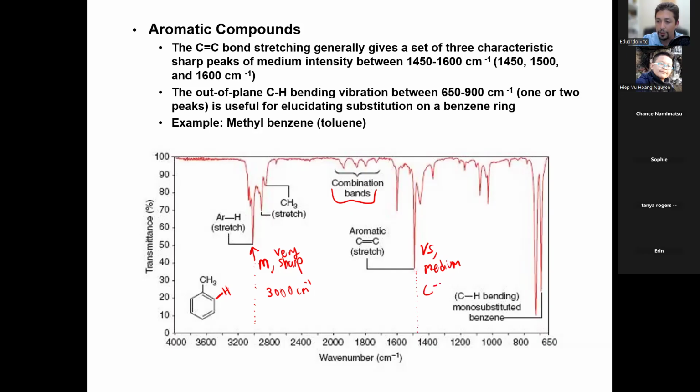And this corresponds to your carbon-carbon double bond aromatic stretch. And then over here in the fingerprint region, yes, there's this one here, but again, that's below 1000. So we don't really look at that unless we need more confirmation.